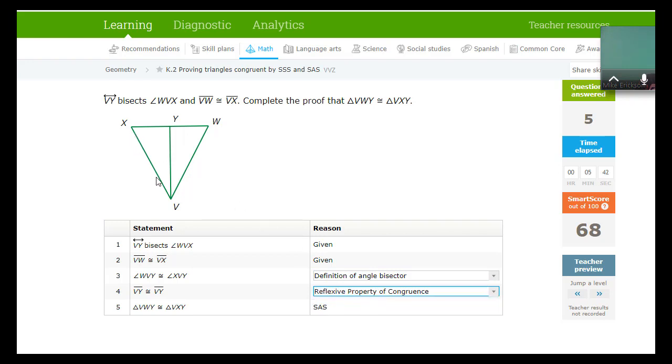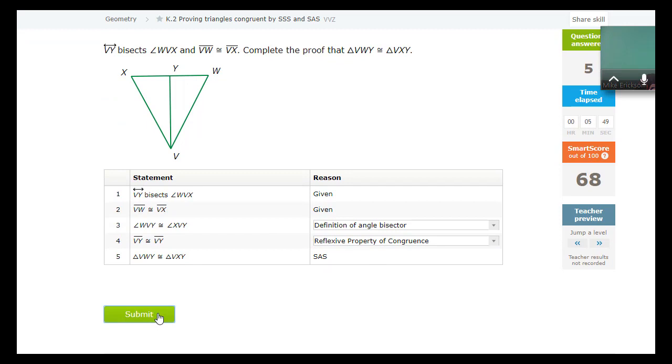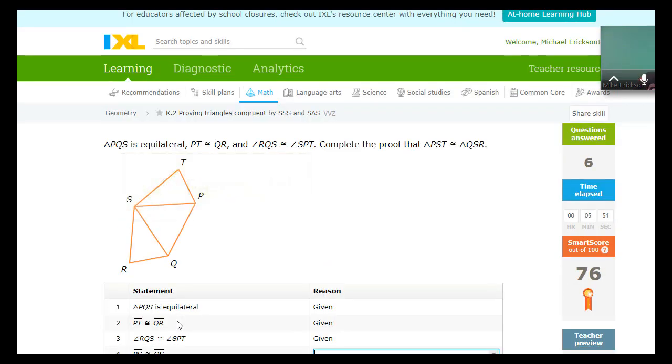And let's see, I have a side, an angle, and then a shared side. And then I have a side, angle, and a shared side. So that's side, angle, side. Oh, they even gave it to me already. So I went from 68, now I'm at a 76.